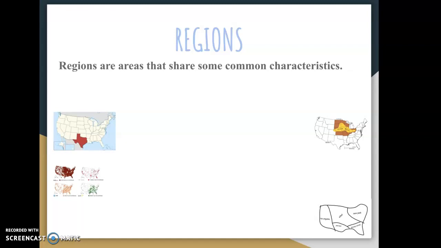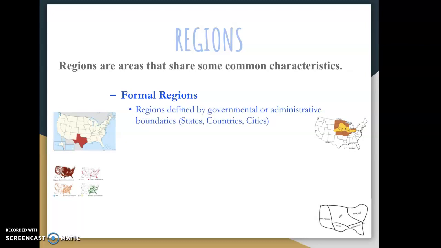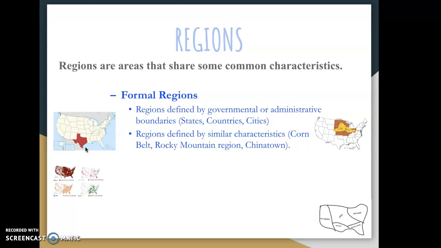And then regions. So there's also 3 types of regions. Regions are areas that share some common characteristics, but the 3 types are, number 1 is formal. So like the actual boundaries that are drawn, defined by, you know, states, countries, cities, defined by the government or administrative boundaries. So you can see right here that this is clearly the boundary of Texas. That is a formal region right here. But regions can also be defined by similar characteristics. So such as the Corn Belt, which I have kind of outlined right here. These are the states that are considered to be part of the Corn Belt. Or the Rocky Mountain region, Chinatown, different things like that.